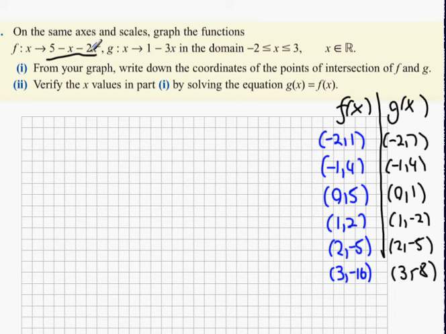How do I know that's a curve? Because it has the x squared. I know this one's a straight line. How do I know that's a straight line? Because there's no x squared, just an x. That automatically means one is a straight line, one's a curve. Even if you didn't know that, it still doesn't really matter.